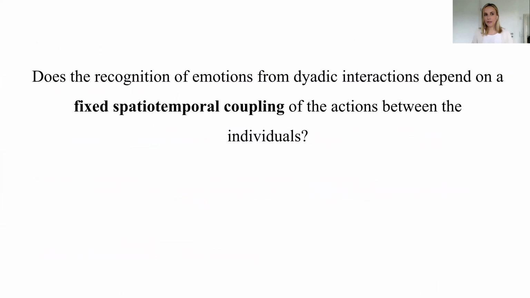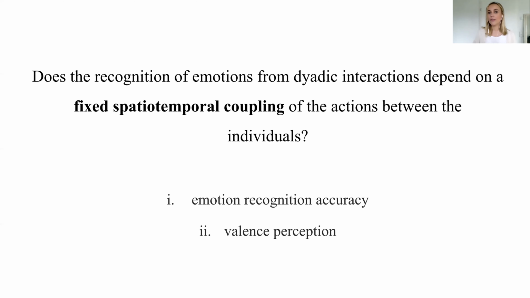So we asked ourselves, does the recognition of emotions from dyadic interactions that are displayed by body movements depend on a fixed spatio-temporal coupling of the actions between the individuals? We investigated this in terms of emotion recognition accuracy and in terms of valence perception. That is how negatively or positively a scene is perceived to be, or rather an interaction is perceived to be.